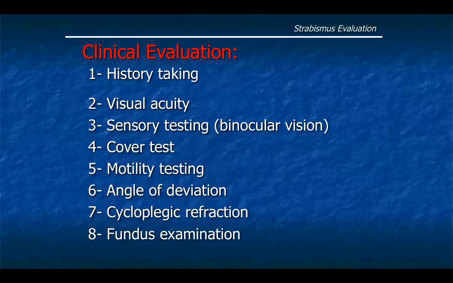So these are the steps of clinical evaluation of a case of strabismus: history taking, visual acuity measurement, sensory testing to test for binocular single vision, cover test, motility testing, measurement of the angle of ocular deviation, cycloplegic refraction, and fundus examination.